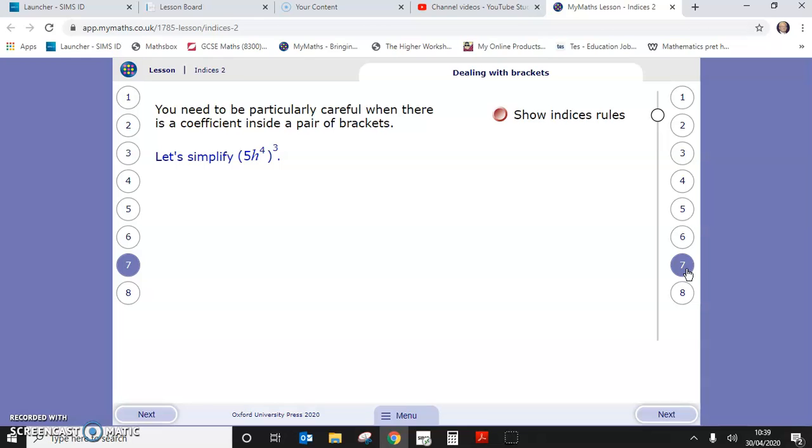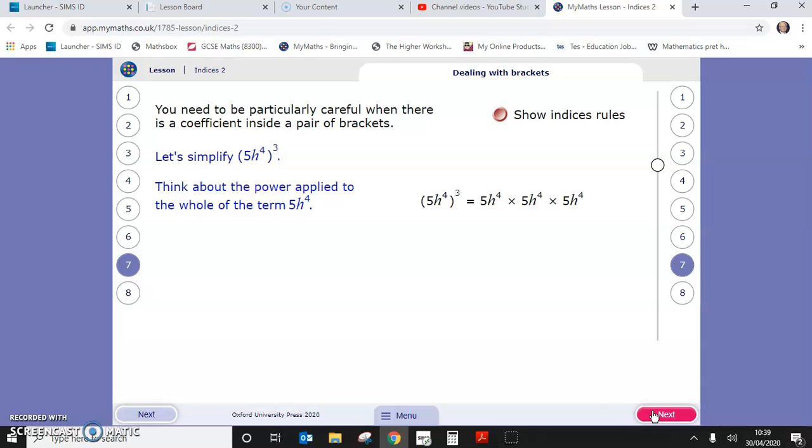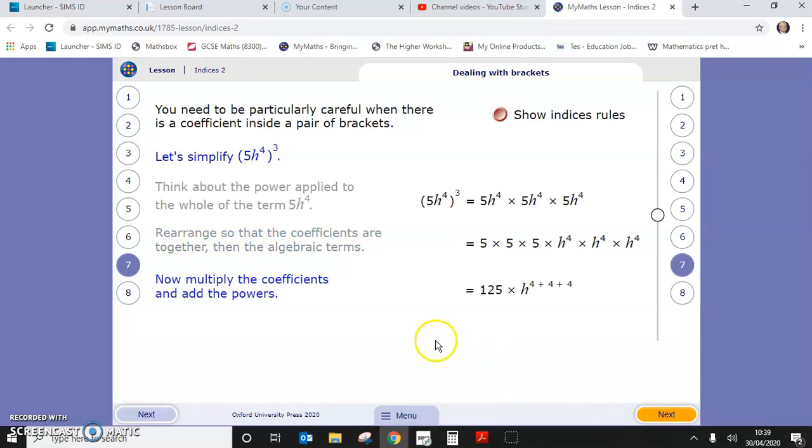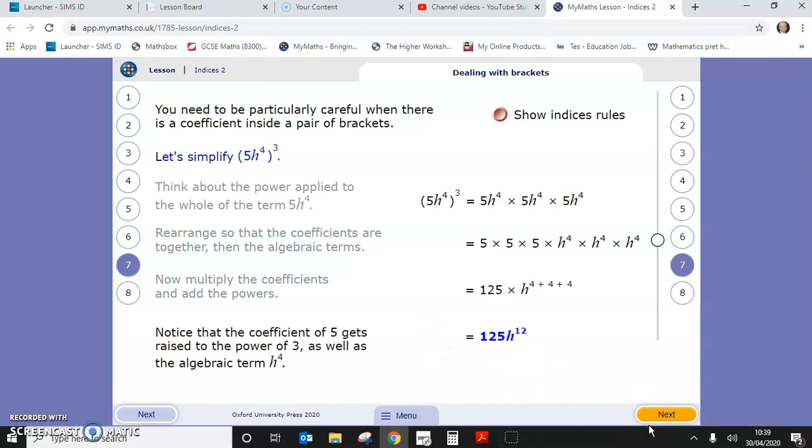Okay, looking at the bracket one, you need to be really careful on this one, and this was one that I would recommend that you actually do write out fully. So remember, we're timesing the whole of that 3 times. Now if we expand out, we times the numbers together, and then we deal with the indices and the variable. 5 times 5 times 5 is 125, and then I've got h to the power of 4 plus 4 is 8, plus another 4 is 12, so 125 h to the power of 12. So again, write it out in full, put the numbers together and multiply them to give me my 125, and then work out the index rule, h 4 plus 4 plus 4.